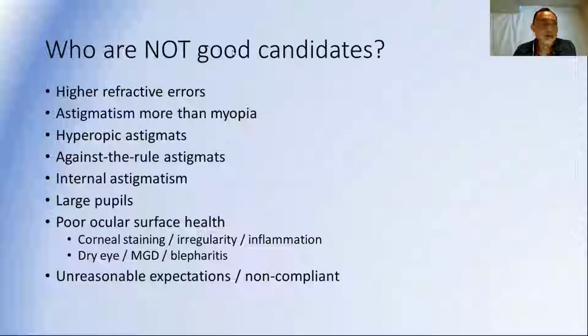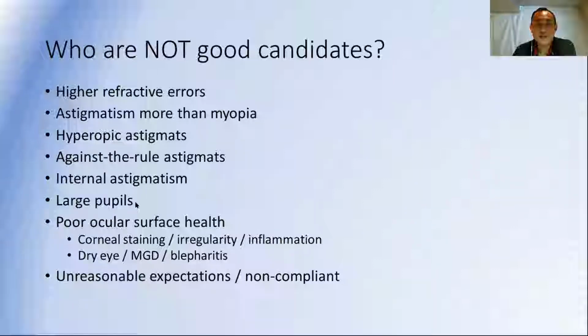All right, and who are not good candidates? The high refractive errors, astigmatism that's greater than their myopia. We tend to be able to correct only about half of the patient's astigmatism with most of these treatments. So if they have a lot of astigmatism and very little myopia, it tends not to work quite as well. Hyperopic astigmats, it really doesn't work well for those patients. Against pseudoastigmats, because the lenses tend to decenter laterally and cause off-center treatment, that doesn't work as well. It doesn't correct any internal astigmatism.